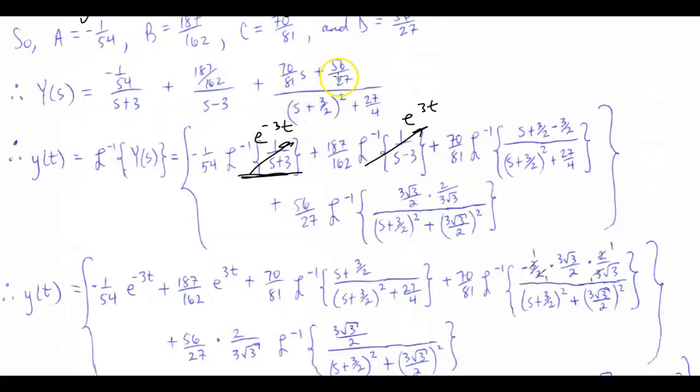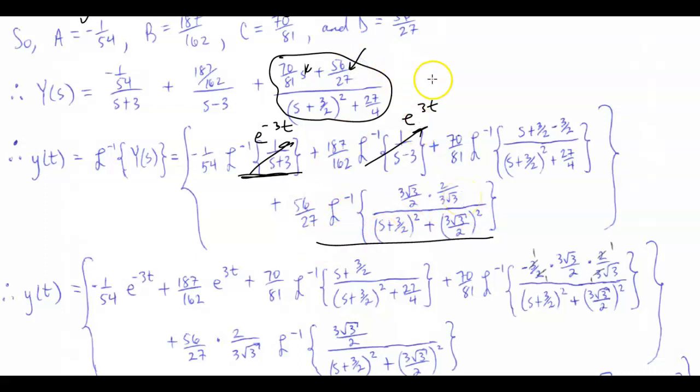So for this term, of course, I factored out the 70 divided by 81. But what I did here is I split this up into two separate terms. I looked at the one with the s, because I know that's going to relate to something with cosine, and the one here with just a number, which I put down here, that's going to relate to something with sine.